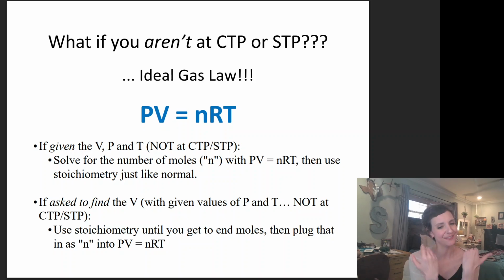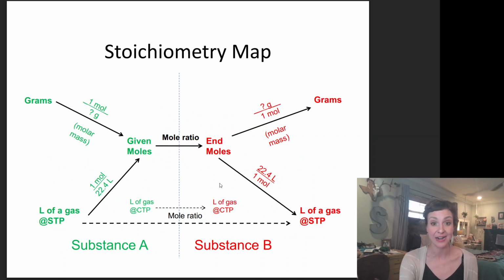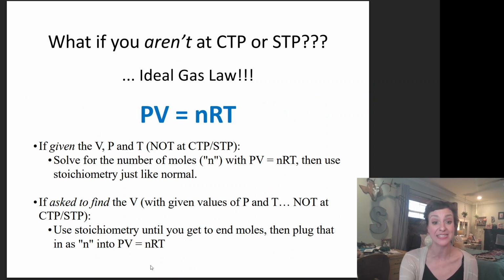But what if you're asked to find the volume, but not at CTP or STP? Well, I'm going to use stoichiometry like normal from my given side, and then I'm going to get to N moles right here. And once you're at N moles, if it's not CTP or STP, you can plug that value in as N in your ideal gas law and solve for the volume, which is really cool and exciting.